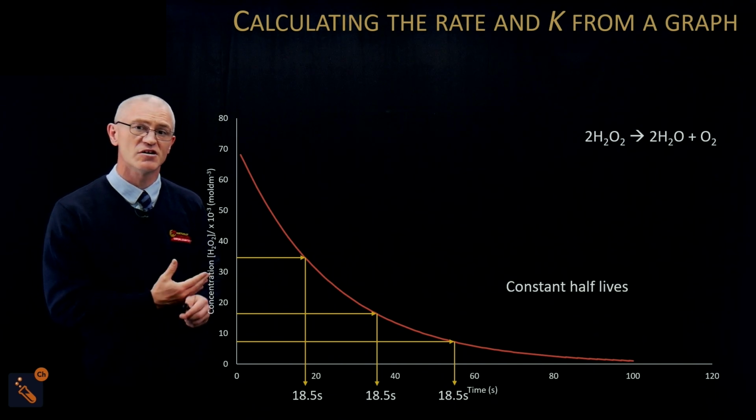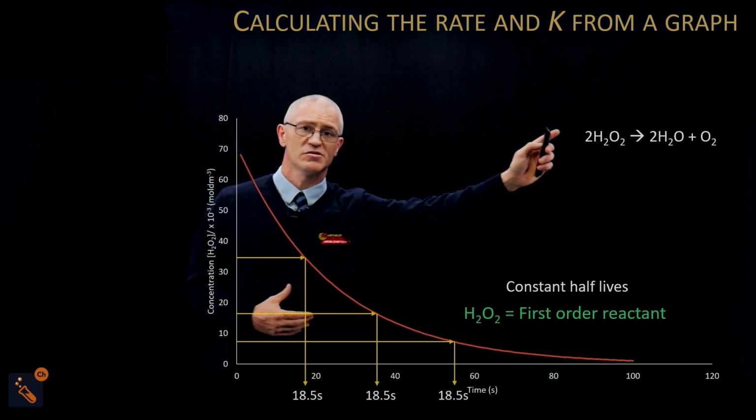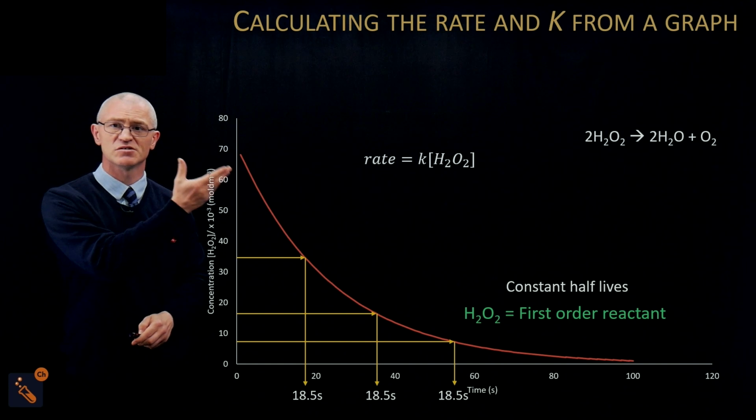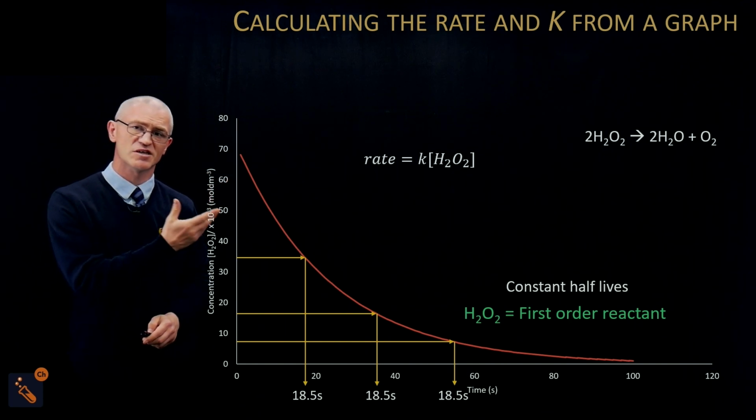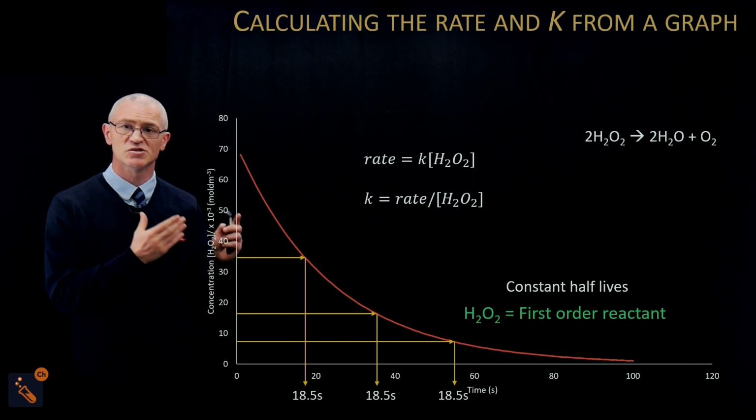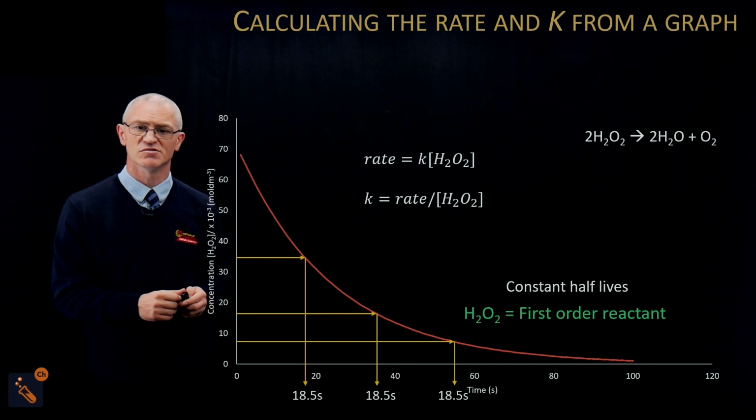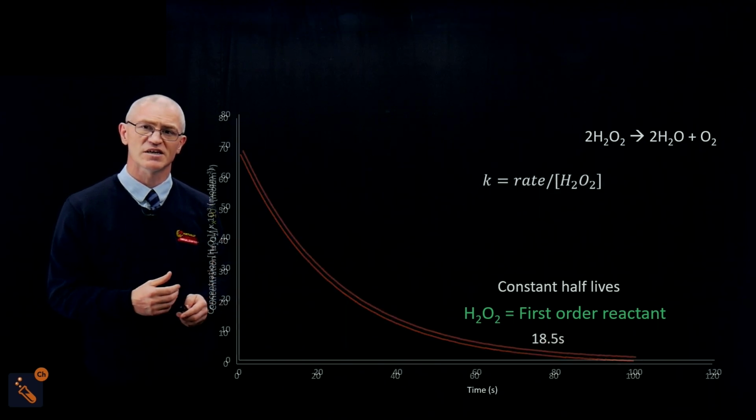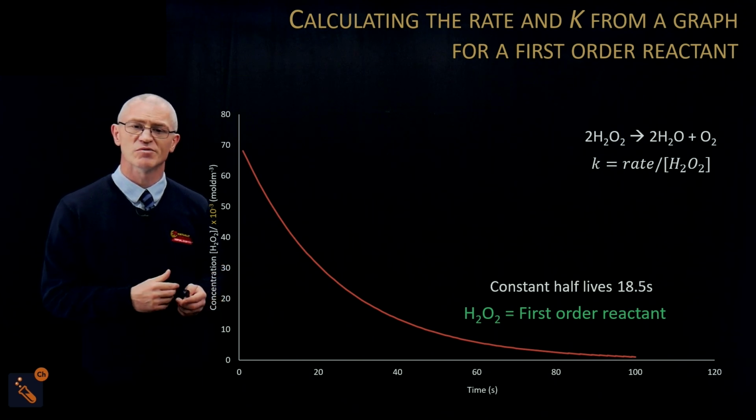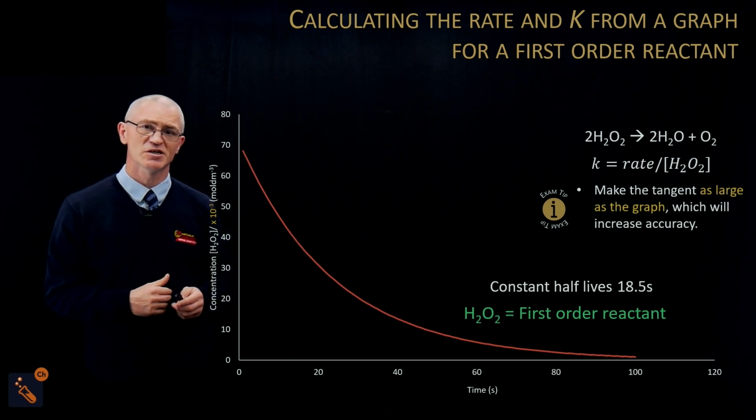Right, so that constant half-life means that we think that H2O2, because we've got H2O2 going to 2H2O plus O2, is a first order reactant. So we can do our rate equation. We then rearrange our rate equation, so it equals K. That means we need to know two things. We need to know the rate, and we need to know the concentration of H2O2. If that's the case, let's put that all over to the side, and then start looking at where we get that data. We get that data, and it's a really important exam tip here, by making a tangent.